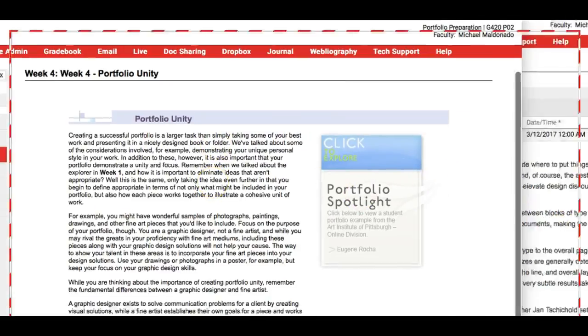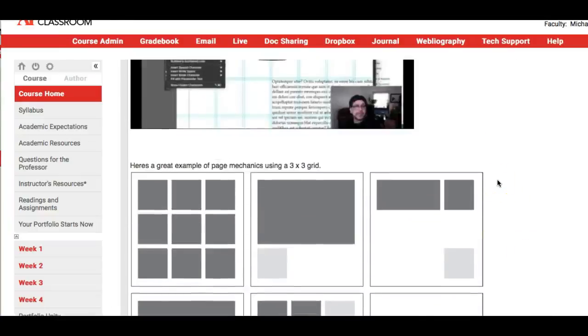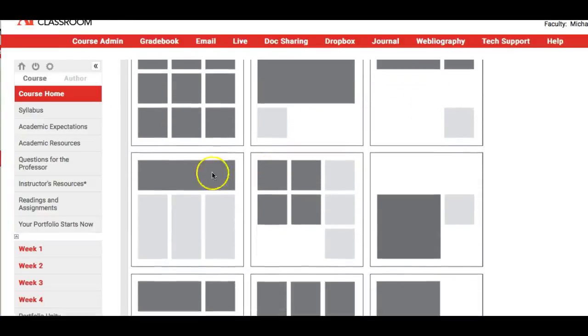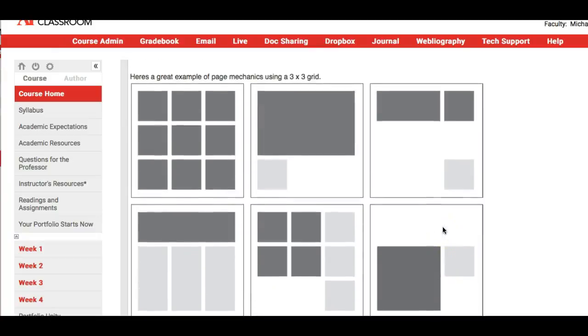And then that ties into how to design using a grid, because I think your pages should look like this. I think your pages should have very, very strict adherence to a grid. And I'm saying this because in all the years I've been teaching portfolio, all the years I've been hiring designers, and all the years I've been consulting for companies and firms that are looking for designers, this is the best formula to look at work. It shows restraint. It shows a good knowledge of grid usage. It shows a good knowledge of page mechanics, a good knowledge of page harmony. And these are all things that we're looking for in graduating designers.